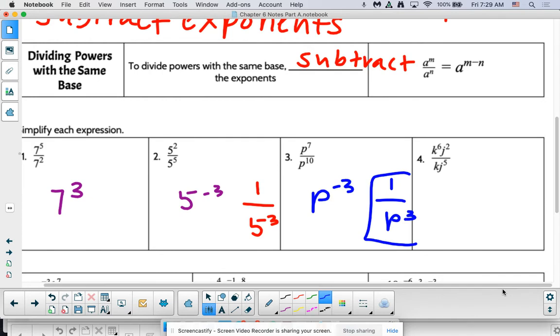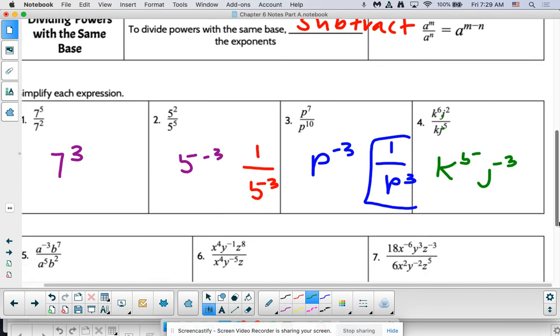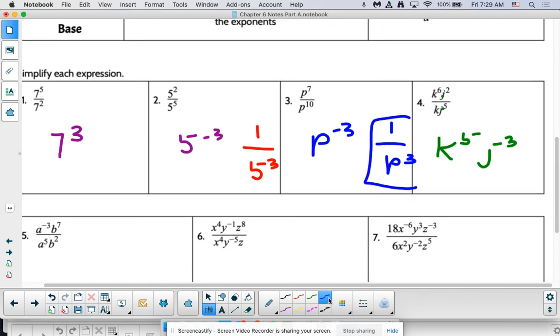So now we're going to get more complicated as we go. The idea is still the same. We just have multiple things happening at once. Just focus in on your k's on this one. I have 6 k's here and an imaginary 1 there. So 6 minus 1 is 5. And then I look at my j's. I have 2 minus 5, which is negative 3. Now we make that answer have no negative exponents. So I'm going to bring that j down. The k gets to stay on top, and the j has to come down. So k to the 5th over j cubed.